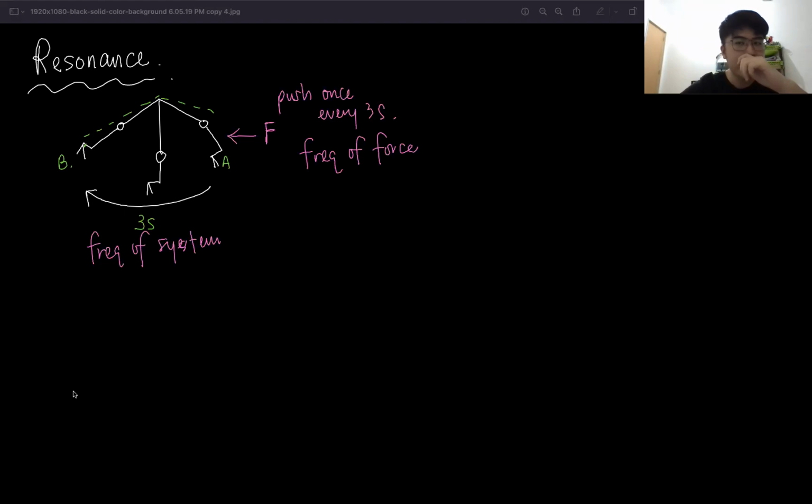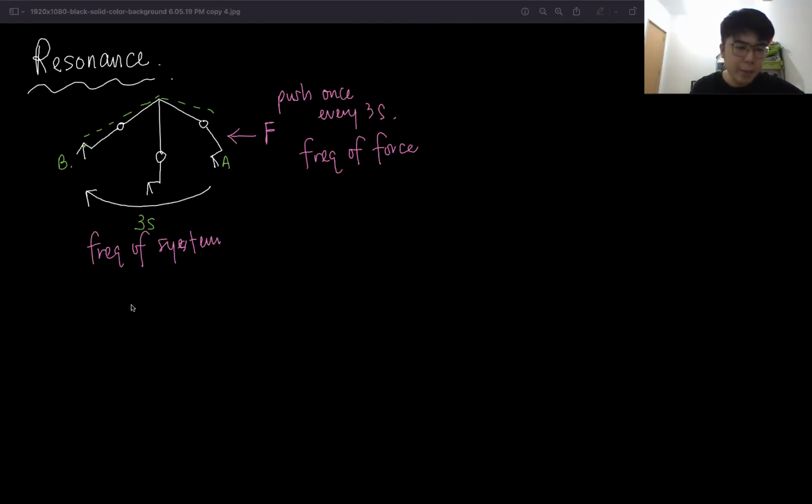But what happened is that because there were too many people, and the frequency was very close to the natural frequency, the bridge vibrated a bit, and people just stumbled and fell down. Okay, all these people fell down because of the bridge vibration. So now the thing is, resonance happens when what? When the frequency of the force is the same as the system.